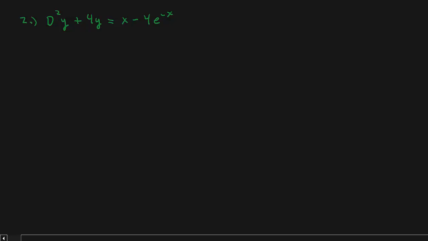All right. So let's find the complementary solution first. We've got to solve the corresponding homogeneous equation. So m squared plus 4 equals 0. m squared equals negative 4. m is equal to plus or minus 2i.